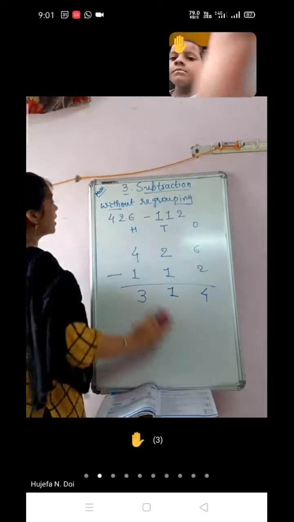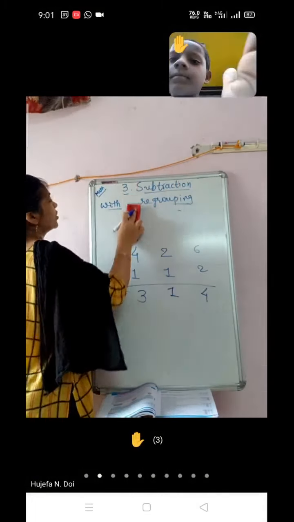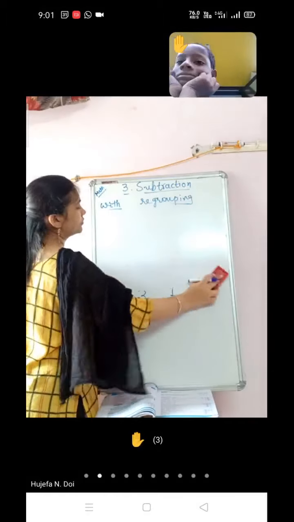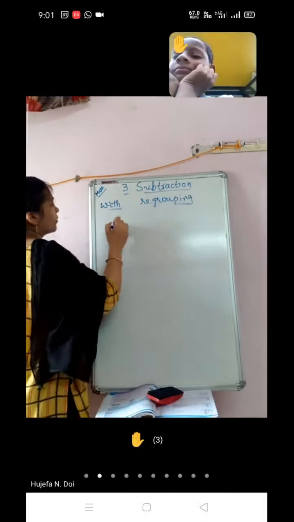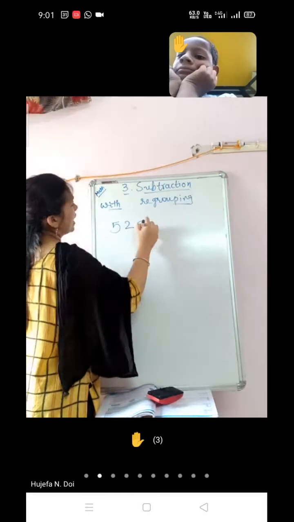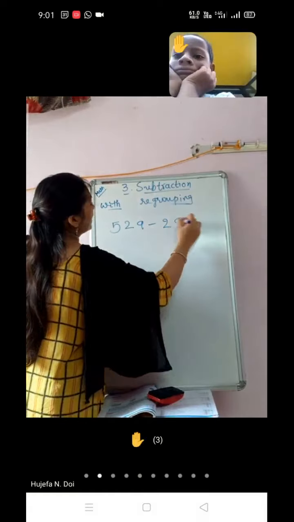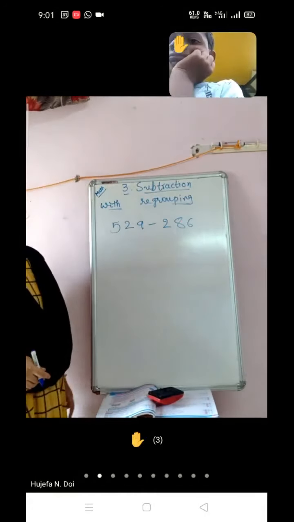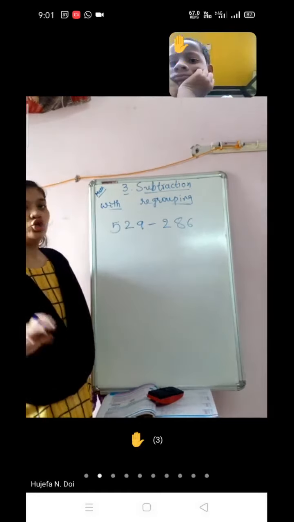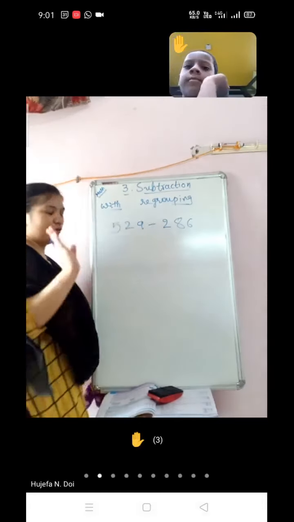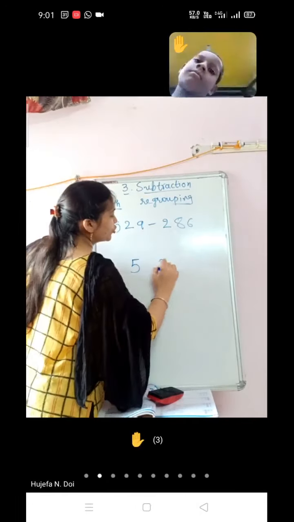Second example is with regrouping, which means with a borrow. 529 minus 286. Firstly, arrange them according to the places. Then decide what you have to do.